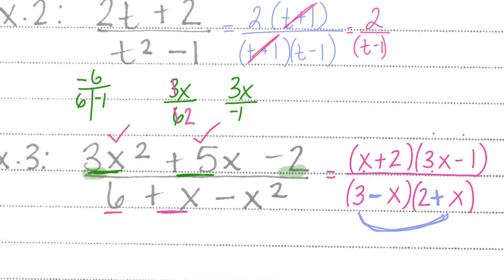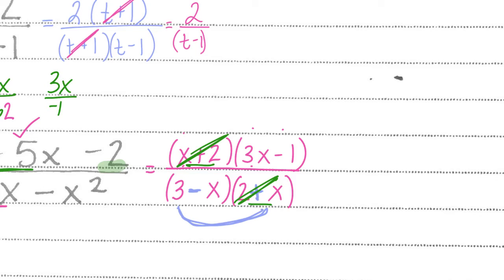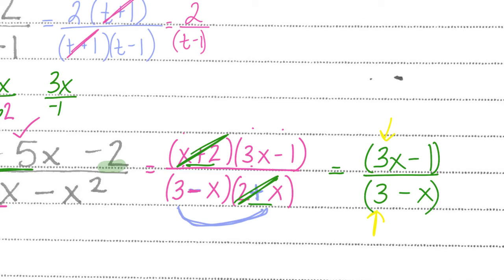So from here, it looks like I could start reducing. Is x plus 2 the same thing as 2 plus x? Yes, those are commutative, so I can go ahead and reduce x plus 2 and 2 plus x. What about 3x minus 1 and 3 minus x? Can I reduce anything there? No, I can't. So my final answer is 3x minus 1 over 3 minus x. Now I always ask my students, can I reduce this 3 and this 3? Okay, because I want to keep these little couplets together, I cannot. Remember, the whole thing has to be able to reduce.